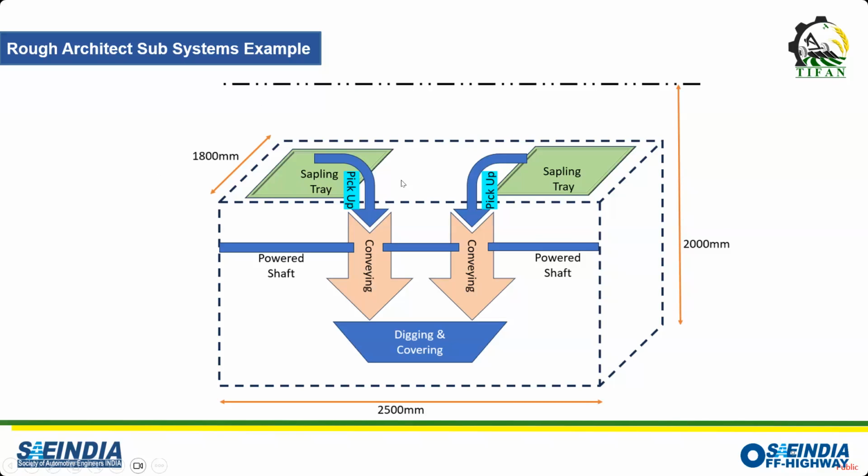Then you can try placing the sapling tray, like it could be on the top of the implement or somewhere in the middle of the implement. That's completely on you. Then what are the major subsystems which you have to accommodate in this box? You can simply place them by sketching it down. So every team must have small groups formed which will be doing the specific task of a subsystem.